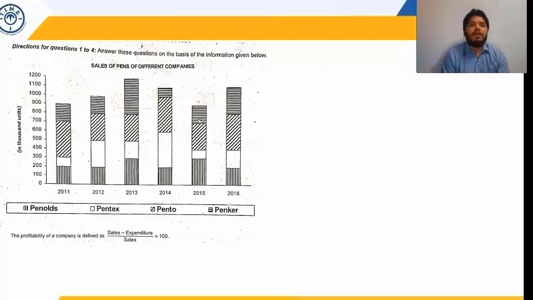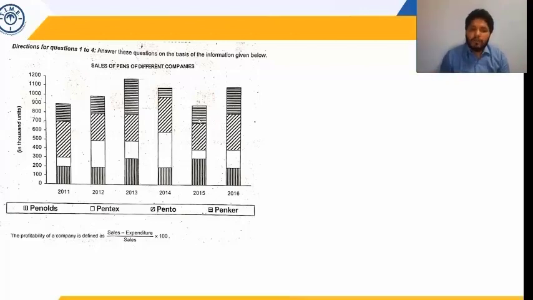Let's move on to Panker, the last company. The sale of Panker in 2011 is starting from 700 and going up till 900. So 700 to 900, there is a gap of 200, or we can say 900 minus 700 is going to be 200. So the sale of Panker in the year 2011 is going to be 200,000 units, or again 2 lakh units, we can say that. Accordingly, we can figure it out for all the years.